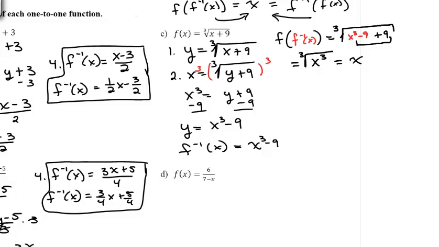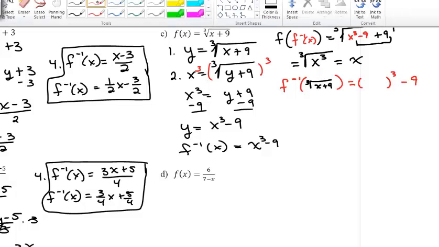Okay, likewise, if we compute this the other way around, this time I'm going to plug the function into my inverse. My function was the cubed root of x plus 9. And my inverse function was x cubed minus 9. And inside the parentheses here, I'm going to put my function f. So this cubed root of x plus 9.